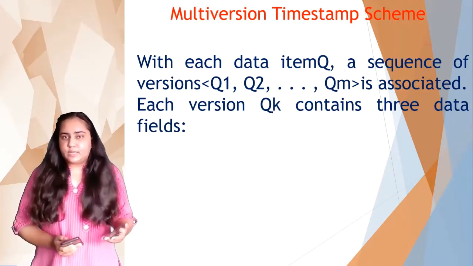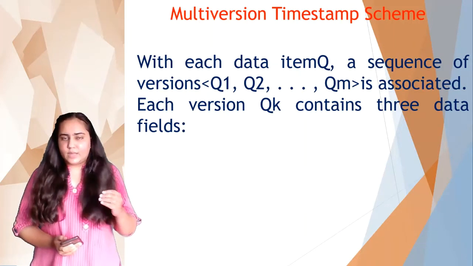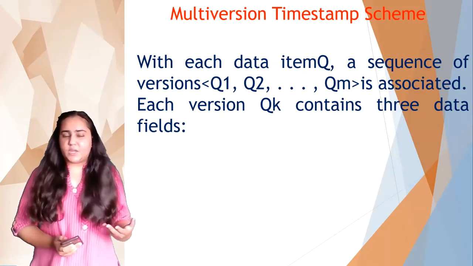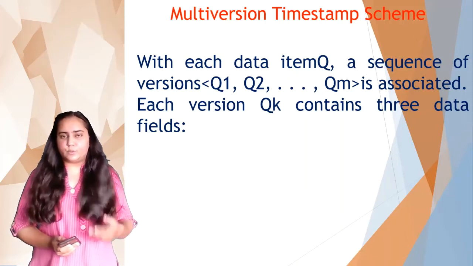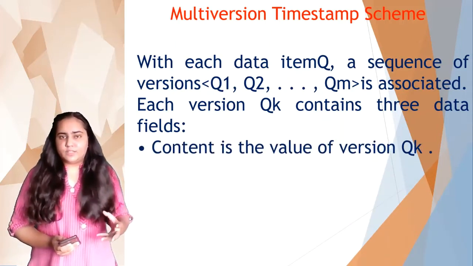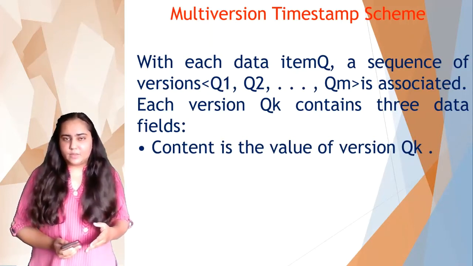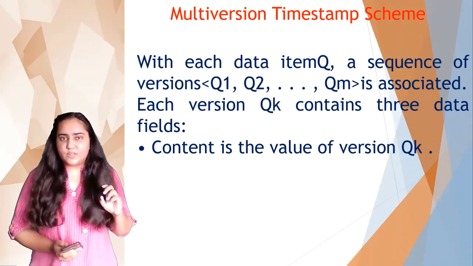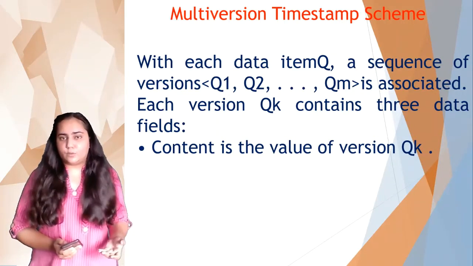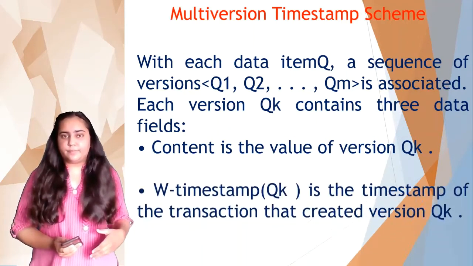Each version Qk contains 3 fields. So now each data item has different versions, and each version Qk, where k can be anything from 1, 2, 3 up to m, contains, number 1, content, which is the value of the version Qk. So it's not necessary that each version of Q will have the same value. So content is the value of the version.